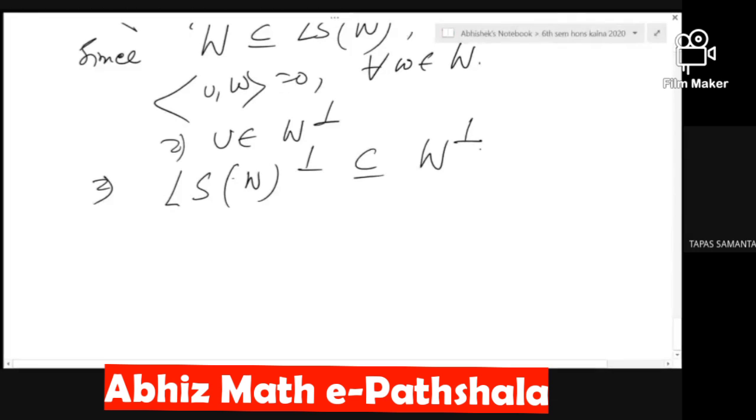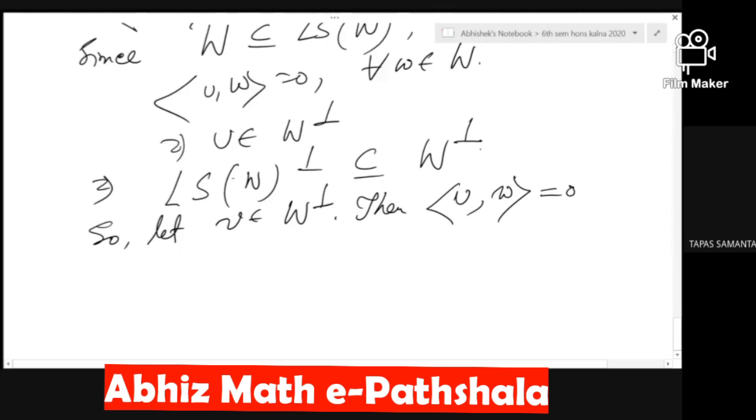Now we need to show that the reverse inequality holds. So let V belong to W perp. Then the inner product of V, W equals 0 for all W belonging to capital W.